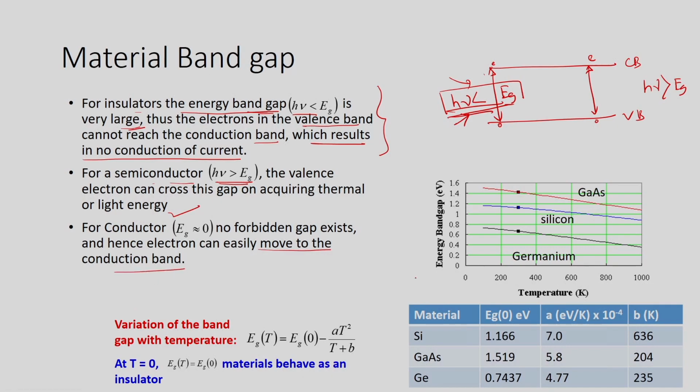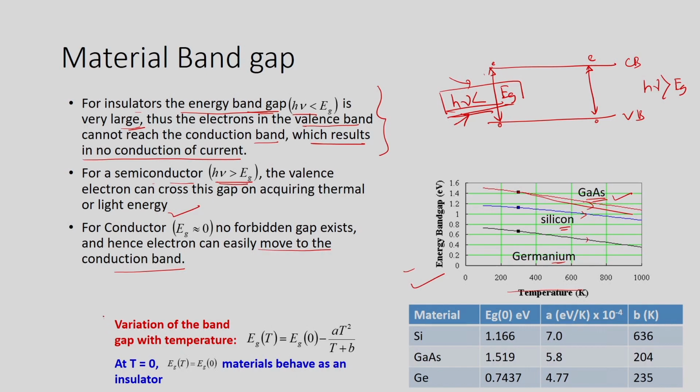Okay. So, this slide shows the variation of the energy band gap with respect to temperature. You can see it for 3 different materials: gallium arsenide, silicon and germanium. See how the band gap is decreasing with temperature.